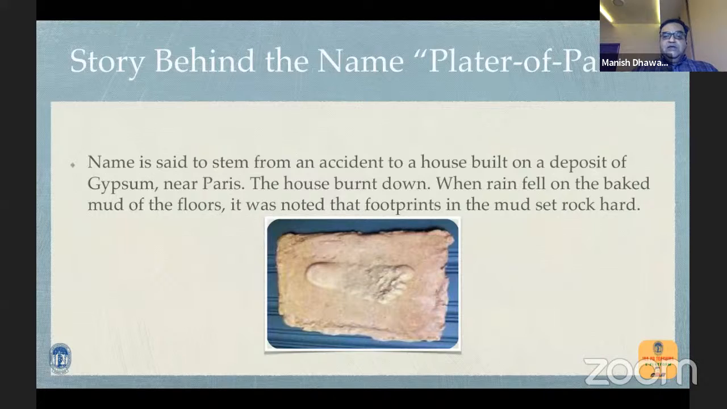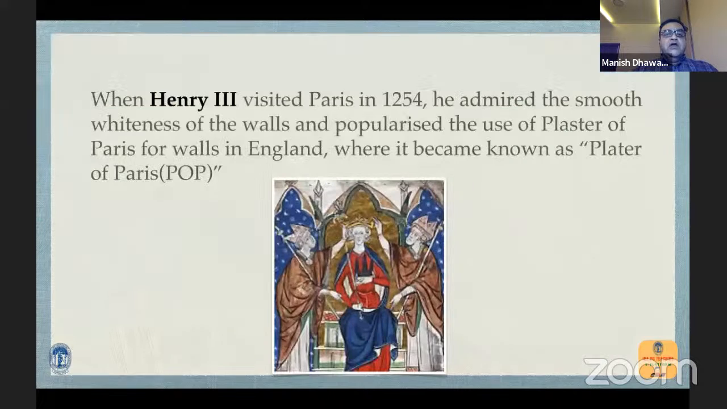So then plaster of Paris was discovered. Now, when Henry III visited Paris in 1254, he admired the whiteness of the walls, which were very polished and plain, and popularized the use of plaster of Paris for walls in England, where it became known as plaster of Paris.